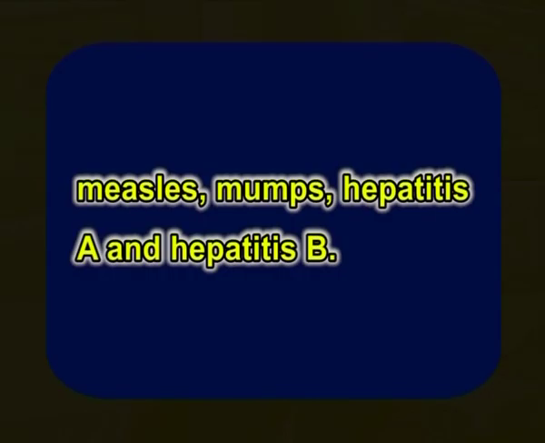Next, immunization against viral infection is not always possible. It is possible to vaccinate against many serious viral infections such as measles, mumps, hepatitis A and hepatitis B. An aggressive worldwide vaccination campaign headed by the World Health Organization (WHO) managed to wipe out smallpox.